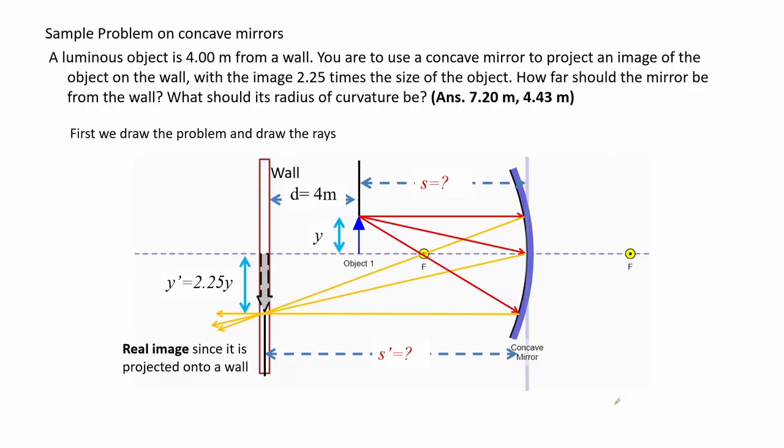Here we have a sample problem on concave mirrors. A luminous object is 4 meters from a wall. So this image is a real image since it can be projected onto a screen, and for this case it is a wall. You are to use a concave mirror to project an image of the object on the wall, with the image 2.25 times the size of the object. How far should the mirror be from the wall? What should its radius of curvature be? You can see from the picture here that the object must be between the wall and the thin concave mirror for the image to be real and projected onto a wall.